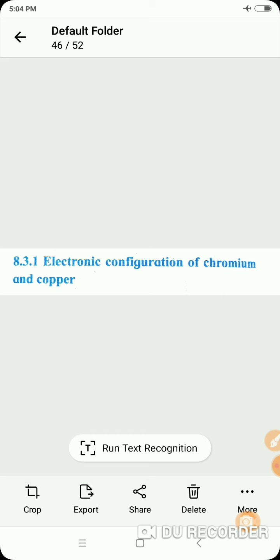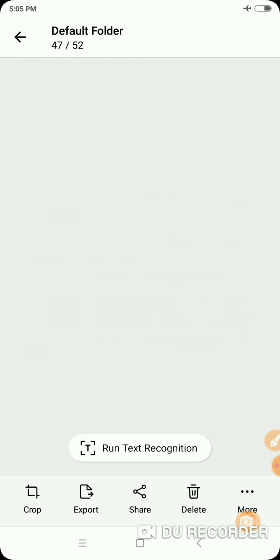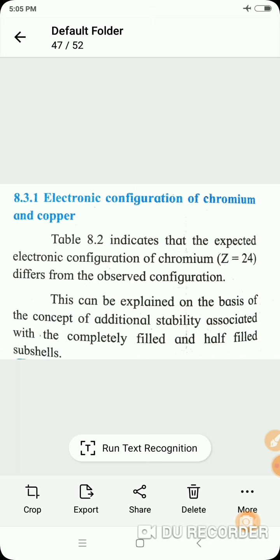As we know, chromium and copper both are elements of the 3d series, and both are transition elements. The electronic configuration of copper and chromium is an exceptional electronic configuration. So we have to study the electronic configuration of chromium and copper.